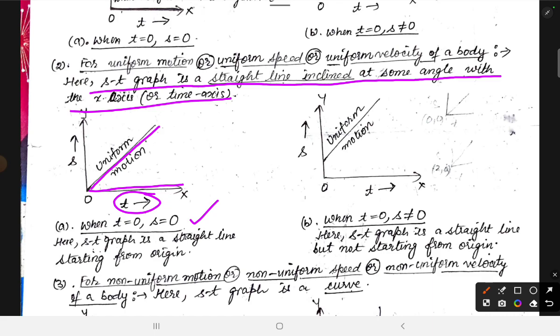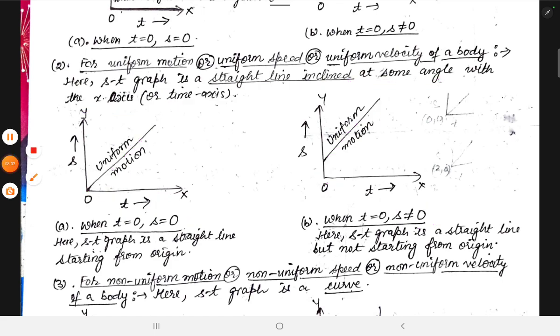Now when T is 0, time is 0, but S, the distance, is not equal to 0. Here the ST graph is a straight line but not starting from the origin. Origin is this. We say distance is not 0, that means it has already travelled some distance. Some velocity has already been attained and then it is increasing, uniformly moving ahead. The graph remains like this.